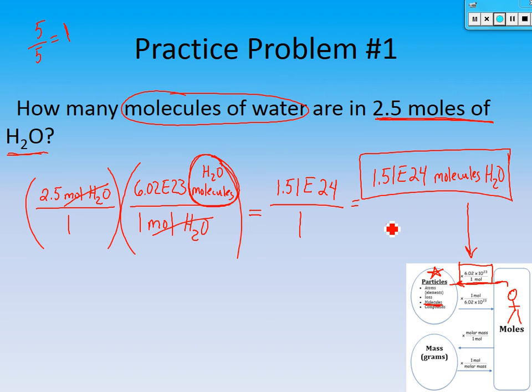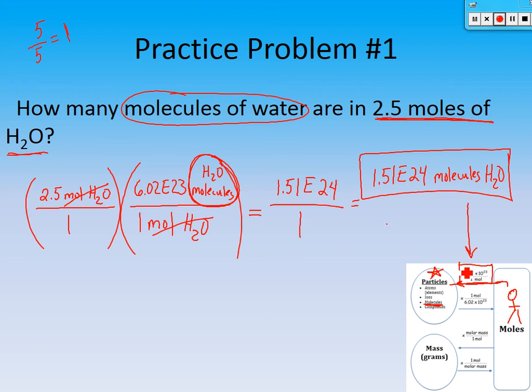Okay, so let's take a second and look at what we just did. We started with, it said we had 2.5 moles of water. So in 2.5 moles of water, we have 1.51 times 10 to the 24th molecules of water. So all we did was convert from moles to molecules. And that's what the roadmap helps us do.